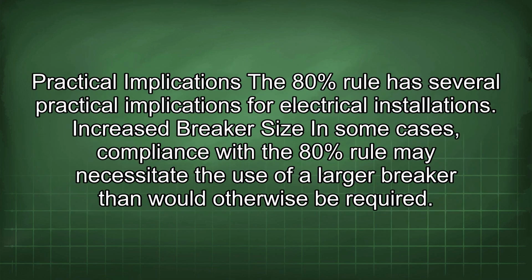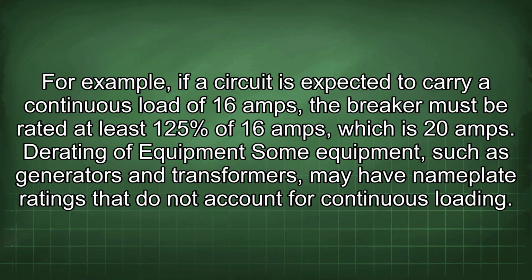Practical implications. The 80% rule has several practical implications for electrical installations. Increased breaker size. In some cases, compliance with the 80% rule may necessitate the use of a larger breaker than would otherwise be required. For example, if a circuit is expected to carry a continuous load of 16 amps, the breaker must be rated at least 125% of 16 amps, which is 20 amps.